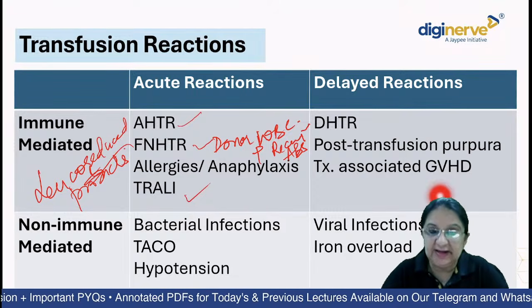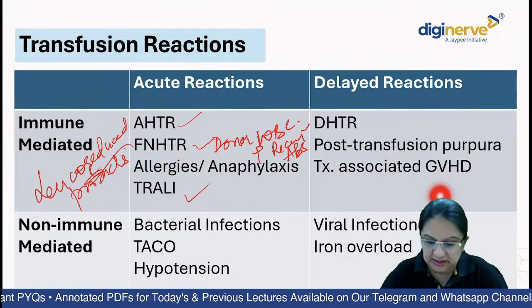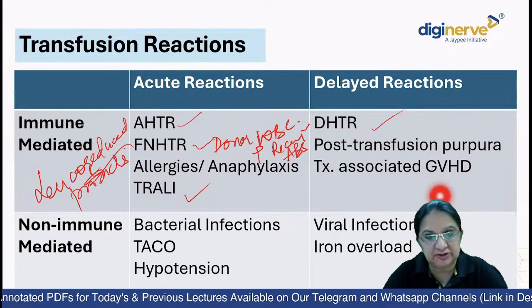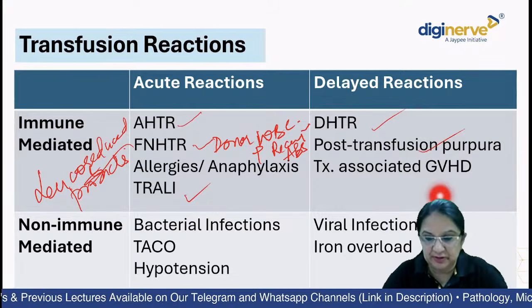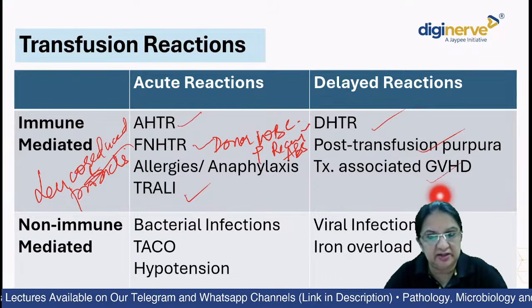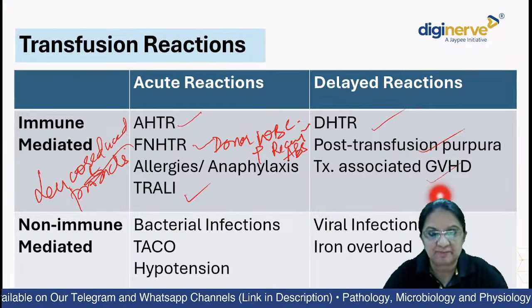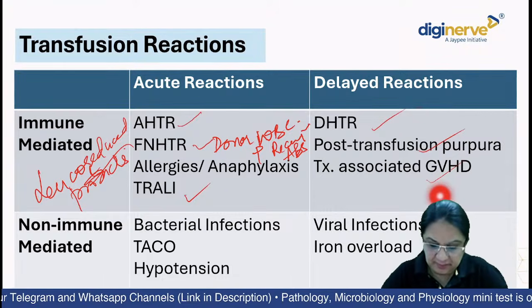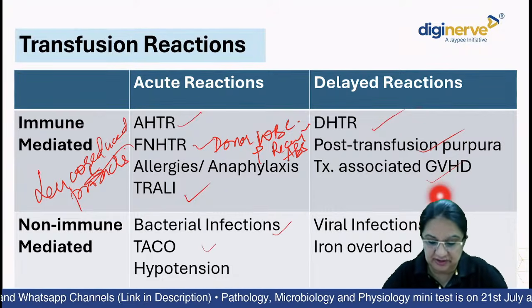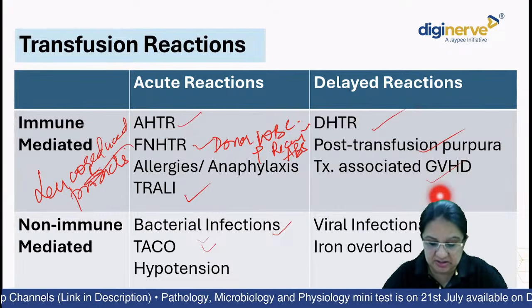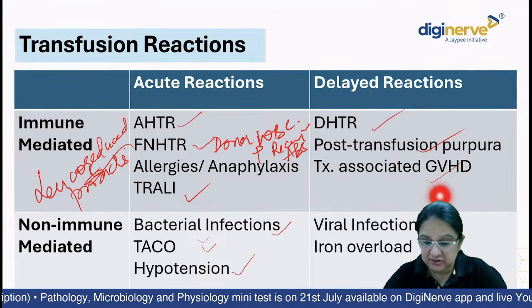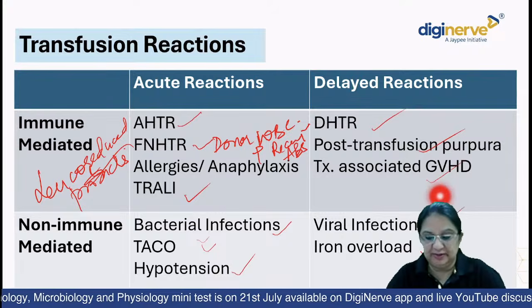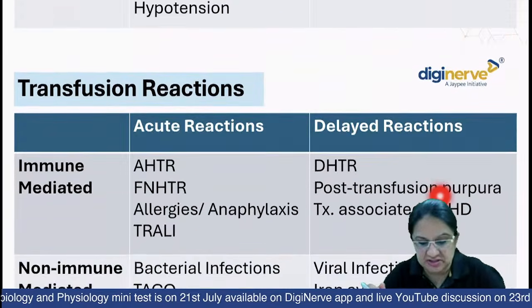Coming to delayed immune mediated reaction, again delayed hemolytic transfusion reaction, again due to errors. Then post transfusion purpura or transfusion associated graft versus host disease. Non-immune mediated: bacterial infection, circulatory overload, transfusion associated circulatory overload, hypotension. Delayed reactions could be iron overload or contamination causing viral infections, right?